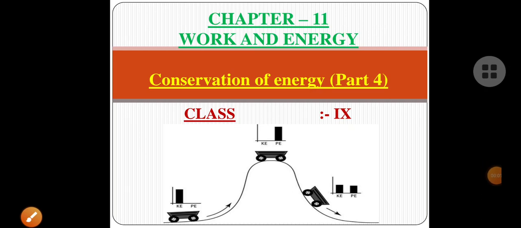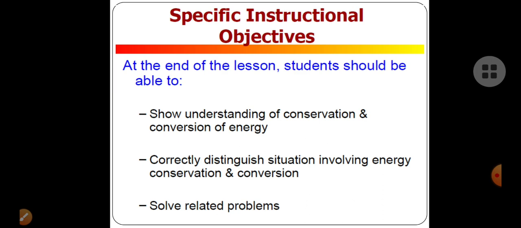Good morning, students. Let us continue our chapter Work and Energy, and today's topic is conservation of energy. After discussing what energy is, what its various types are, what mechanical energy is, and what its types are: mechanical energy has two types, kinetic and potential energy. So till now we discussed that energy. Today we are going to discuss conservation of energy.